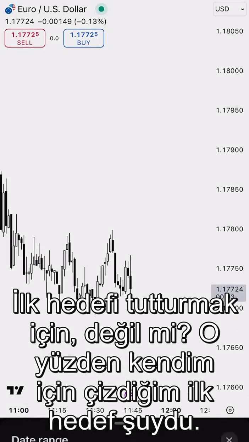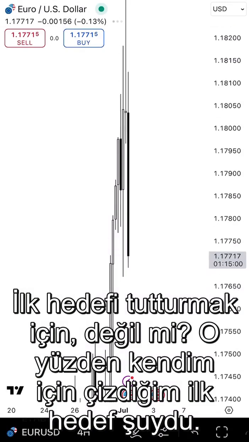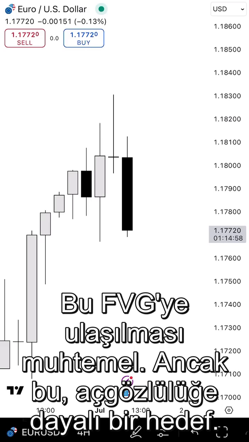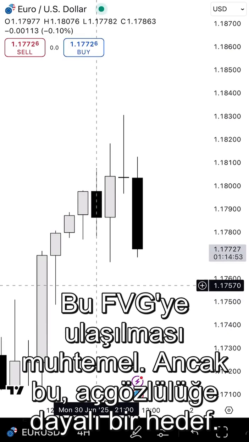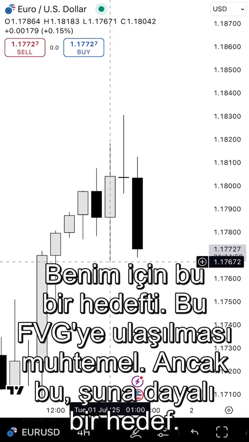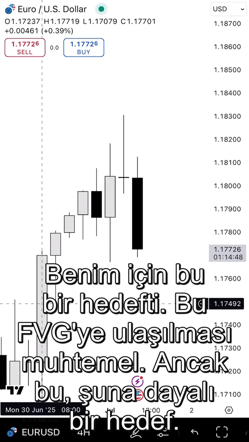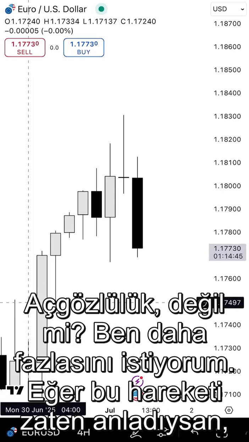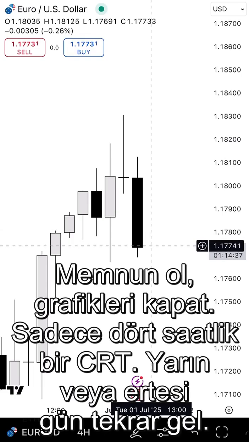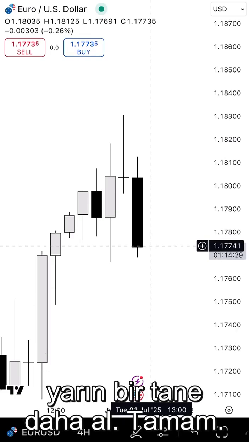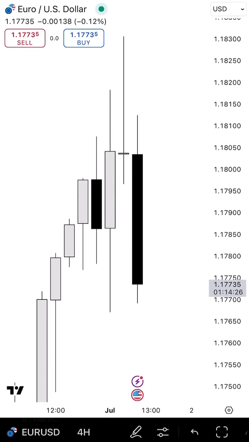But of course, the system teaches and instructs you to always take a partial off at the initial target. The initial target, which I drew for myself, was this one. This FVG is likely to be reached. However, that's a target based on greed. It's me wanting more and more. If you already caught this whole move, be content, close the charts. It's just a 4 hour CRT. Come back tomorrow or the day after tomorrow and get another one.